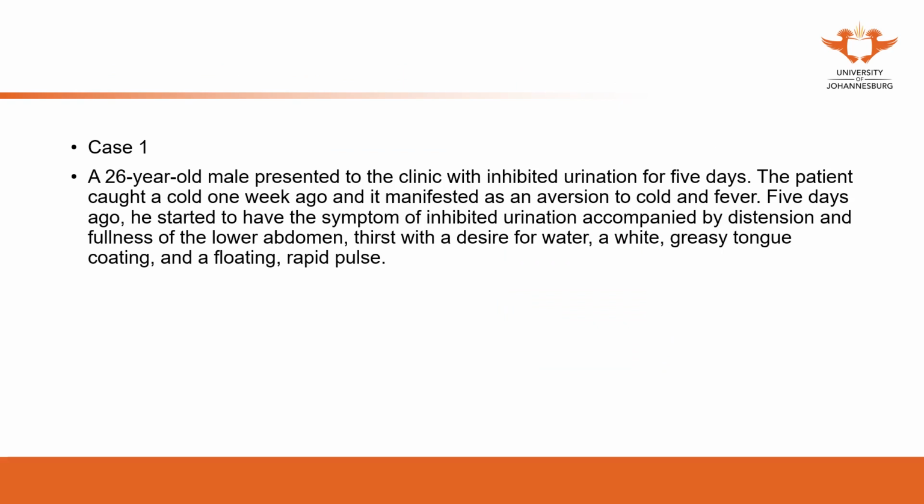Now we go back to the patient that we saw at the beginning of our video. A gentleman, 26 years old, with a urination problem, aversion to cold and fever, fullness of the lower abdomen, thirst with desire for water, white greasy tongue, floating pulse. The patient caught a cold, or common flu, 1 week ago. So as you can see, when you see this patient, the patient suffers from exogenous pathogens attacking the meridian. Which meridian has been affected? You will see that it is the urination.